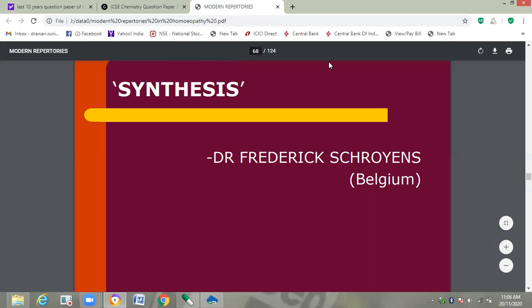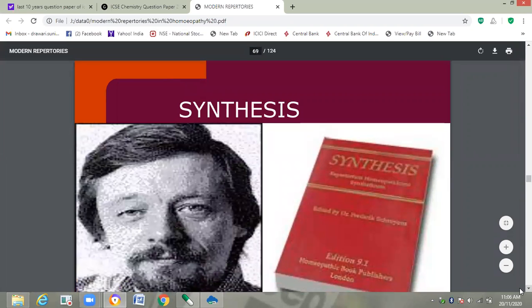Good morning, everyone. In the last lecture, we started with Synthesis Repertory, which was written by Dr. Frederick Schroyens. This repertory is also called Repertorium Homeopathicum Syntheticum.